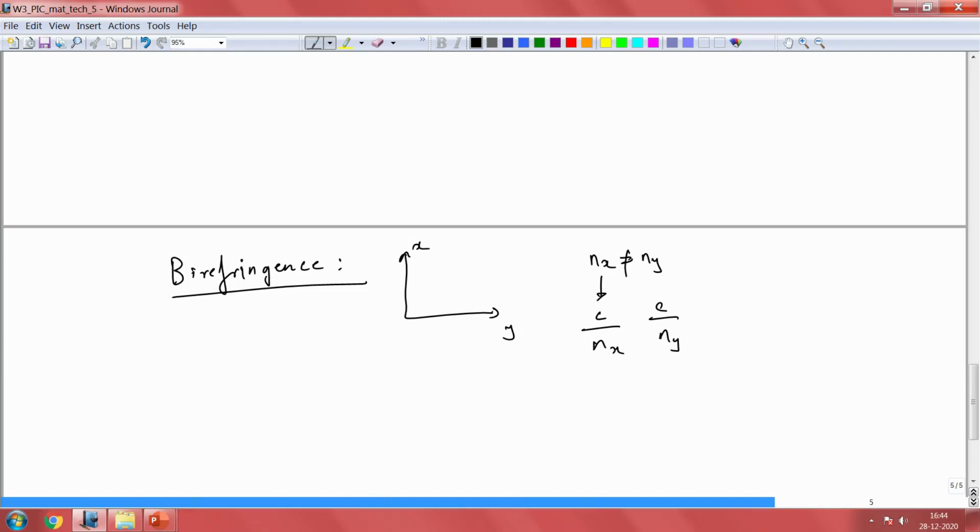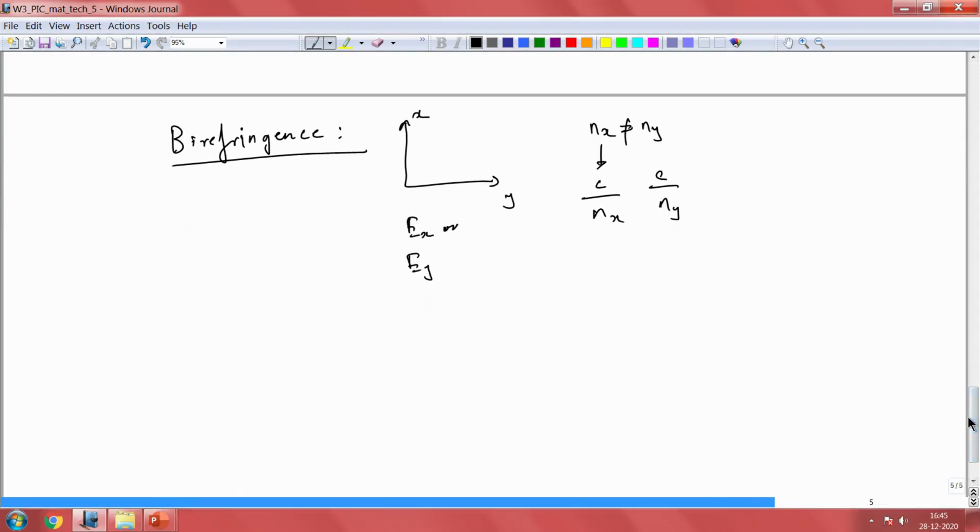So, because of these 2 different phase velocities, you have 2 different refractive indices, which causes 2 refracted waves, and the polarization of your electric field, whether you are in Ex or Ey that we discussed earlier, will have a very strong interaction and effect on this wave propagation. All right. This effect of having two refractions is called birefringence, or double refraction. So, either you call it birefringence or double refraction, both are essentially the same.